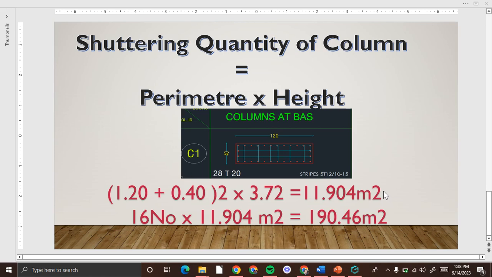We calculate the area of the shuttering that is formwork in meter square. So we already have 16 number of columns. So 16 number into 11.904 meter square, we will get 190.46 meter square as the total shuttering quantity of the column type C1. Column shuttering refers to the temporary mold used to contain wet concrete as it sets and hardens into the desired shape.